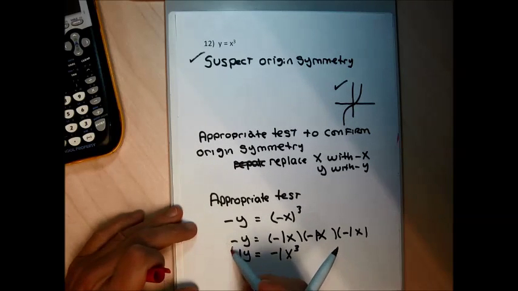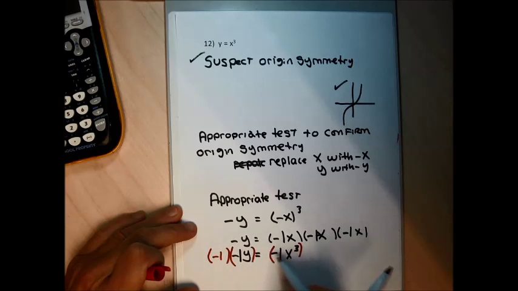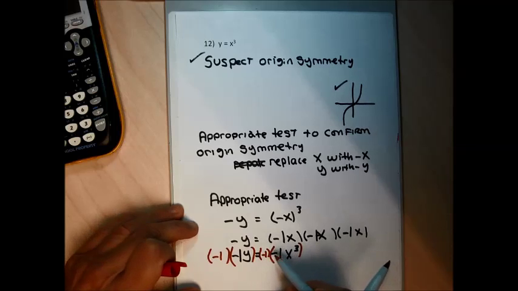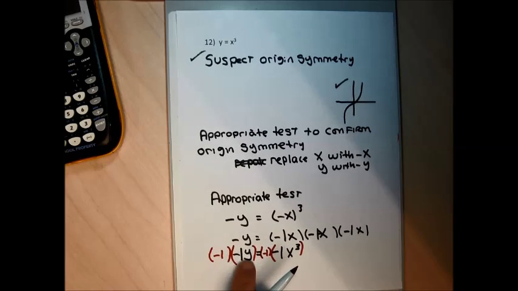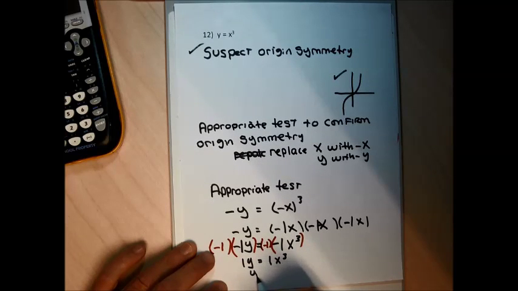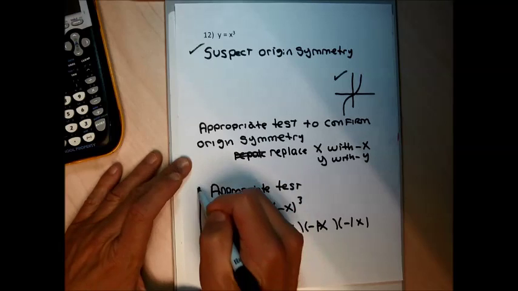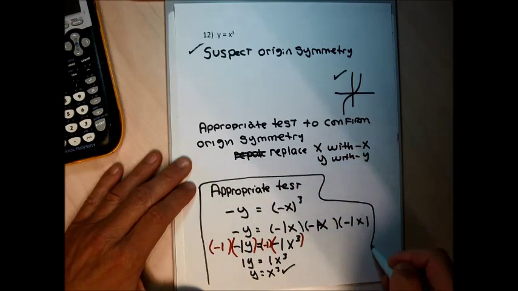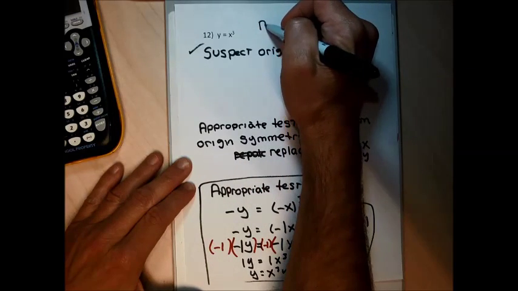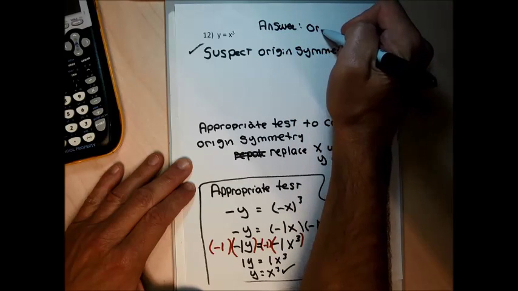And now I'm going to multiply both sides by a negative 1. When I do that, I multiply the two negative 1's, and I get positive 1y equals positive 1x cubed. I don't need to write those ones, so that's the same as y equal to x cubed. Since that's the same as the original problem, my appropriate test confirmed my guess that I have origin symmetry, and the answer I'm going to write for number 12 is we have origin symmetry.